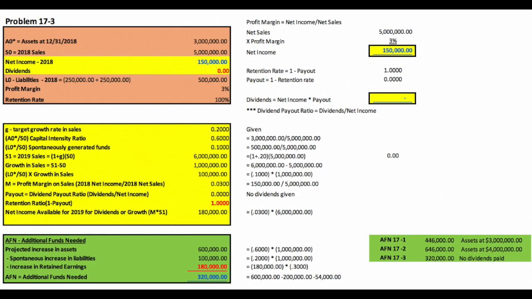If we compare among the three problems, in 17-1, where the assets is only at 3 million, the AFN required is $446,000. When we increase the assets, we also need to increase our additional funds needed. It is now at 646,000. However, when we retain our income and do not give any dividends to our stockholders, our additional funds needed has actually decreased, and it is now only at $320,000.